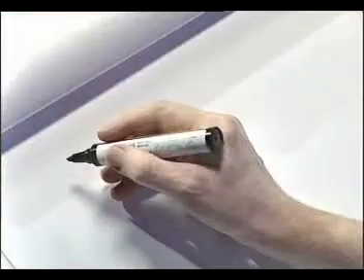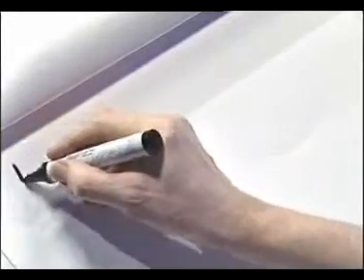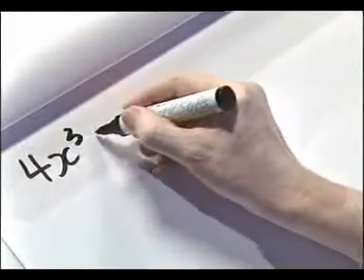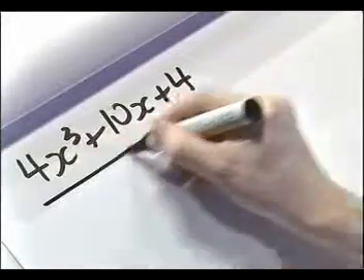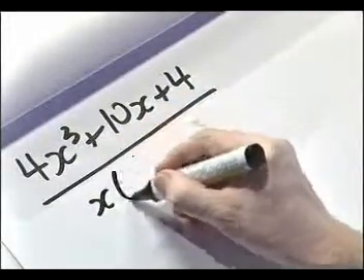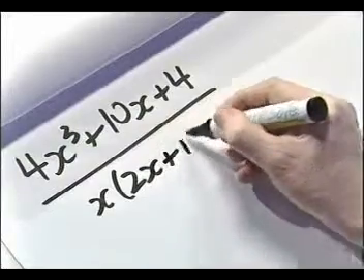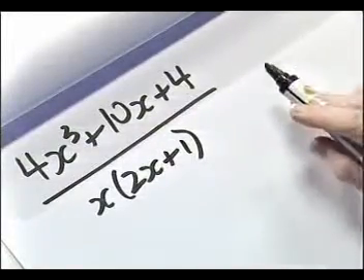So far I've only dealt with proper fractions where the numerator is of lower degree than the denominator. I'd now like to look at an improper fraction. Let's express (4x cubed plus 10x plus 4) over x(2x plus 1) in partial fractions.